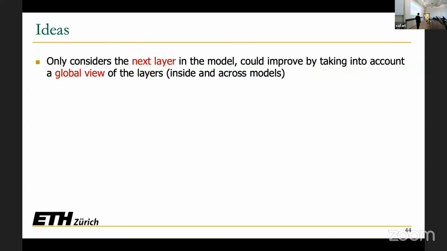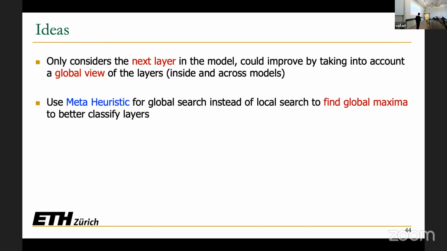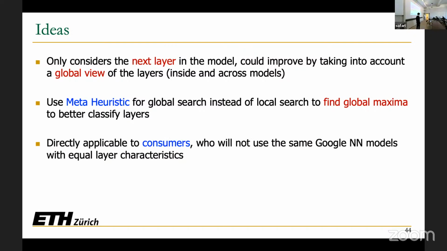Then I'll continue. The runtime scheduler only considers the next layer in the model, which is one of the limitations. You could improve it by taking into account a global view of layers instead, inside and across the models. So for example, you could use a metaheuristic for global search instead of a local search, and then you could find the global maxima instead of the local maxima, and this would better classify layers. And this would be more applicable to consumers because, like I said before, we may not use the same models. We might use different models that haven't been tested specifically in this case.